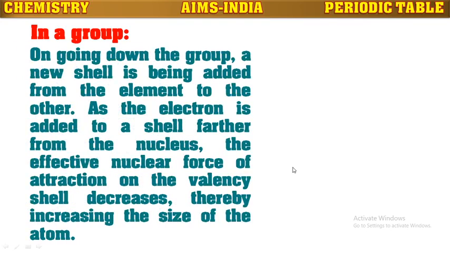In a group, on going down the group, a new shell is being added from one element to the other. As the electron is added to a shell farther from the nucleus, the effective nuclear force of attraction on the valence shell decreases, thereby increasing the size of the atom.